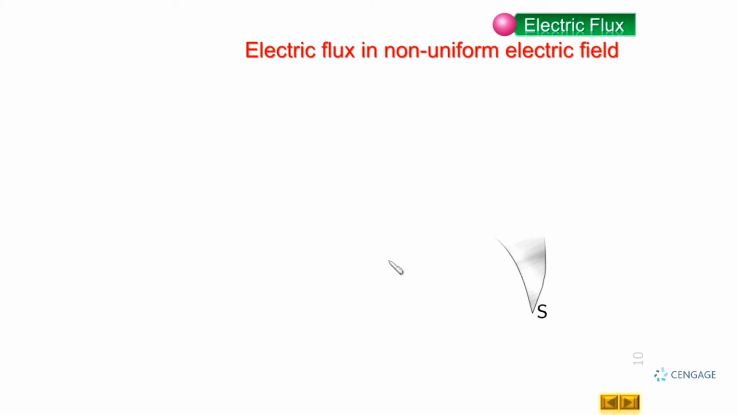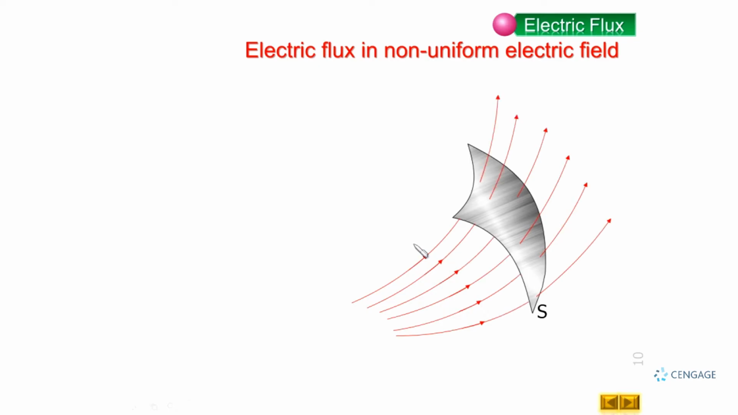Let us consider a curved surface in a non-uniform electric field. This surface S is placed in a non-uniform electric field here. In this situation, we cannot calculate the electric flux by using the formula directly. We know the formula phi equal to E dot A. So here we can say this formula is not applicable directly, as the angle between the electric field vector and area vector is not constant throughout the surface.